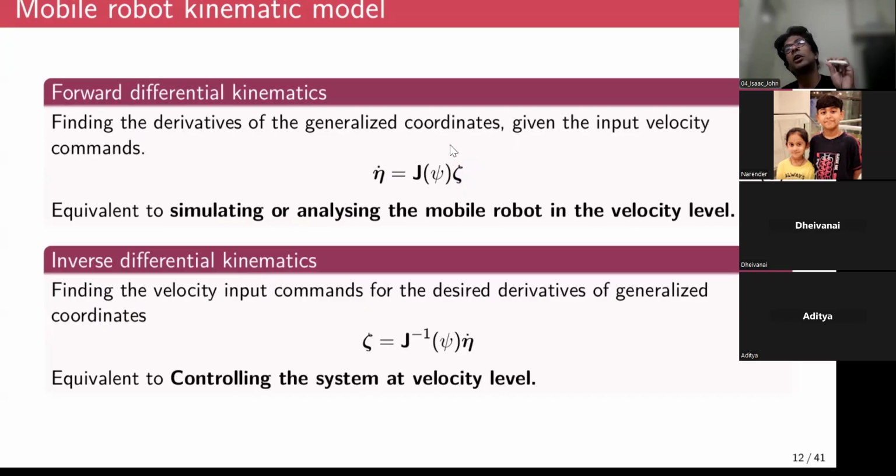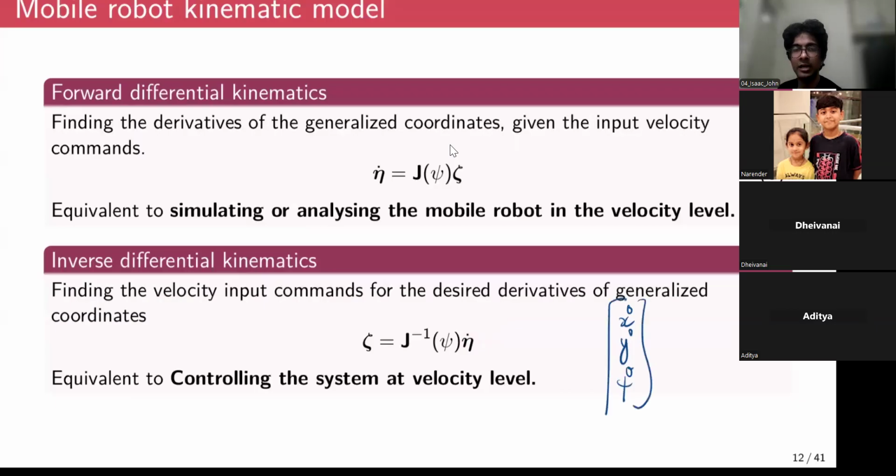The forward problem is basically simulating the robot at velocity level. If you are giving some input, how would the robot move? That's just like simulating, in any simulation case. But there is also an inverse problem. We call it inverse differential kinematics. The problem is finding the velocity input commands for desired derivatives of generalized coordinates. So if we want the robot to move in a desired manner, described by the elements of eta dot, for example, a desired x dot, a desired y dot, and a desired psi dot.